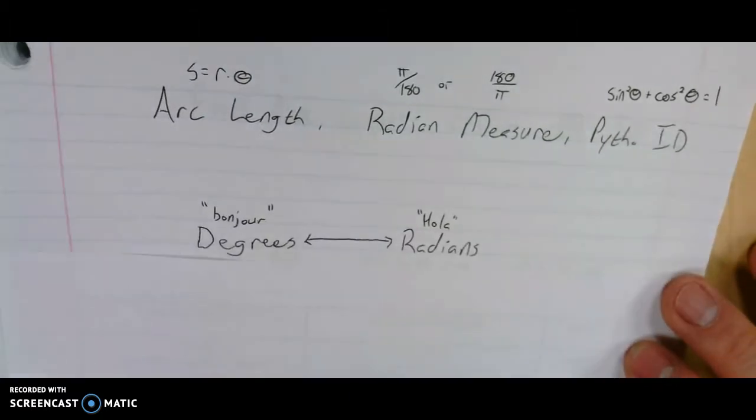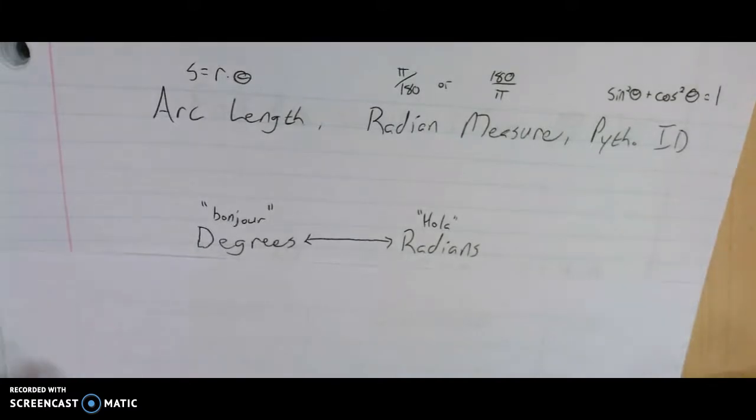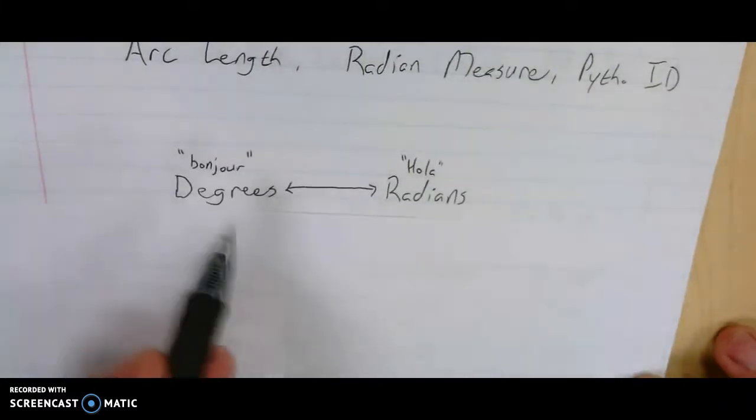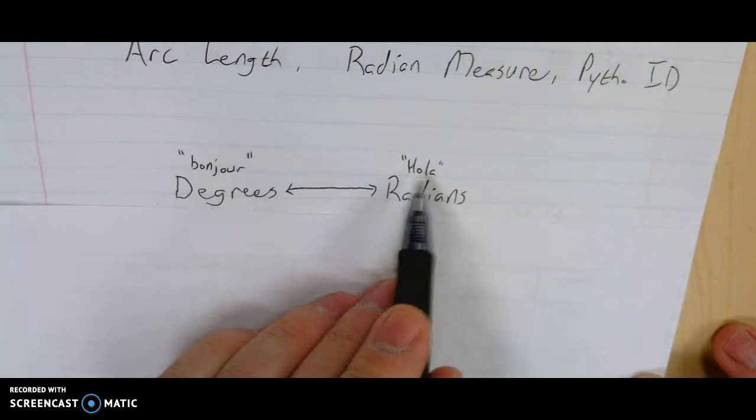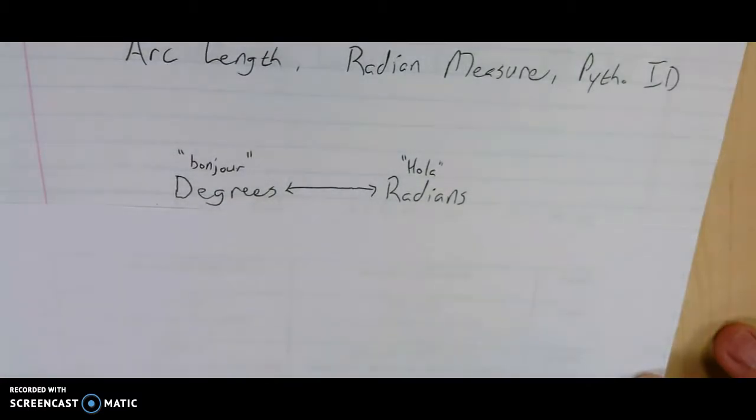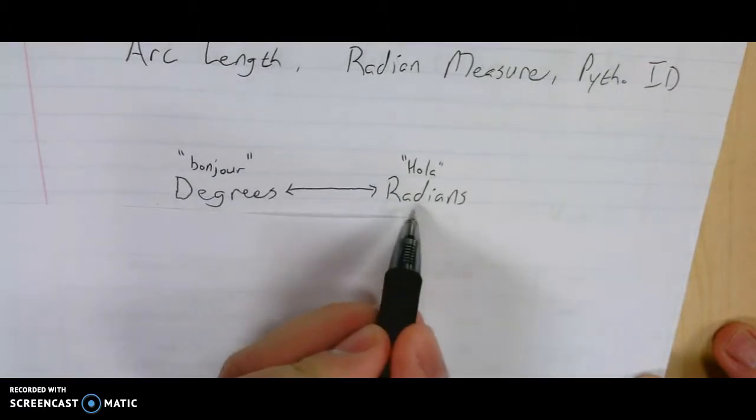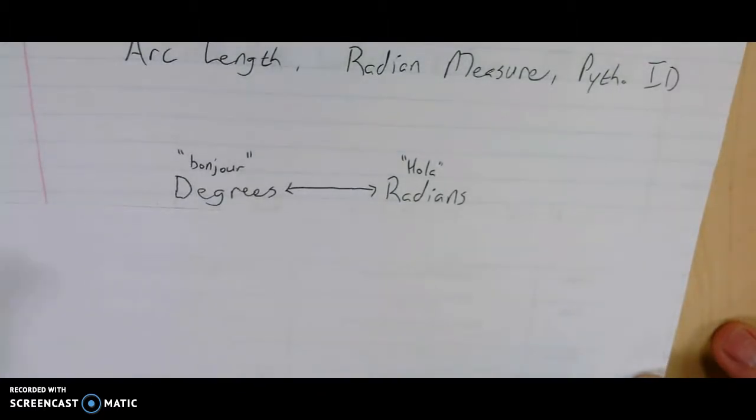So, radians are just another language of describing angles. I put an example here of bonjour and hola. Those are the exact same thing, just saying it in different languages. We're both saying hello. Degrees measure angles, radians measure angles. We just have a different way of doing so.